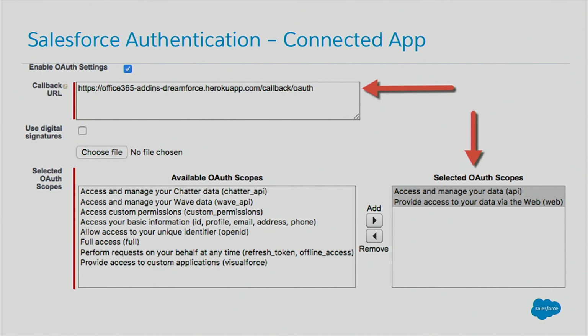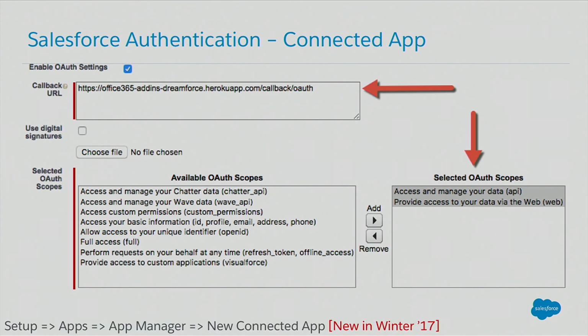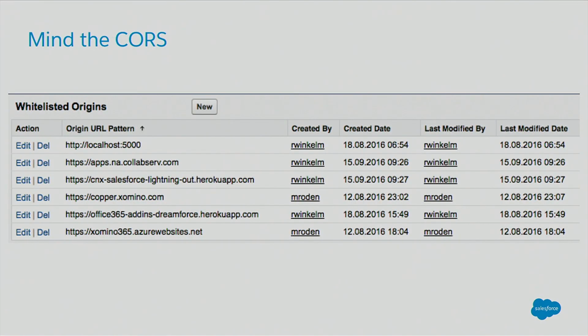And as you can see here, it's an app that runs on Heroku, right? We defined a few access rights, so-called scopes, like read data from the web or read API data. So you can manage that on a kind of granular level. As said, we changed it in Winter 17. You now have the App Manager, which contains all Lightning apps and all connected apps.